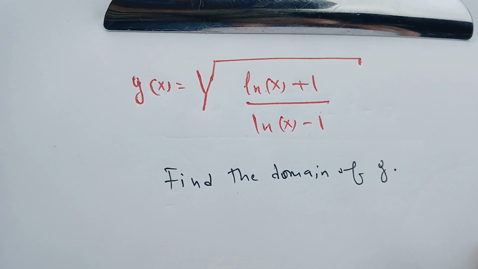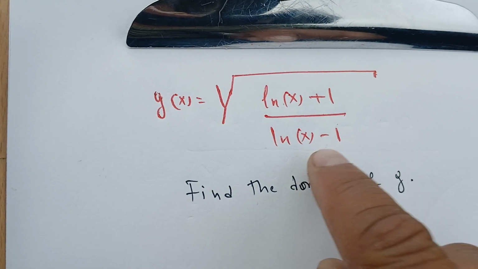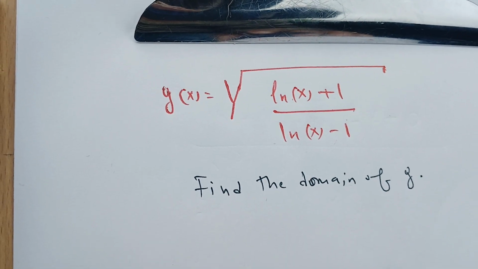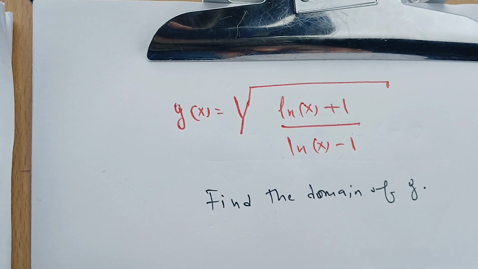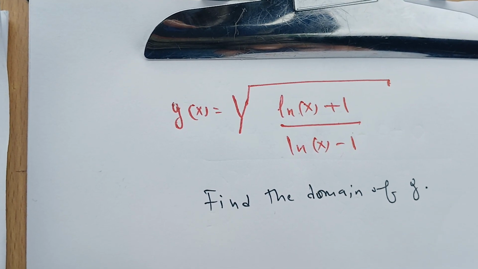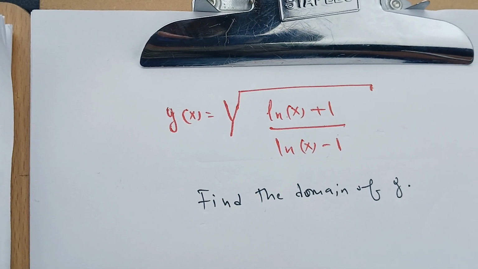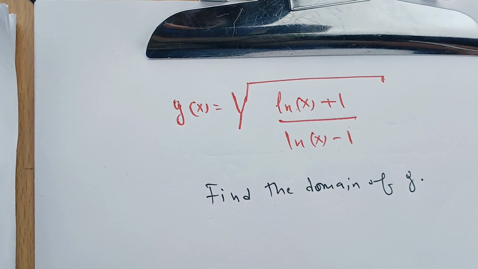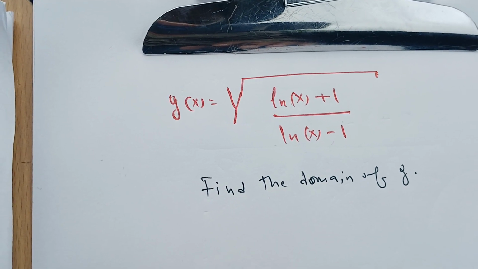Welcome back. In this video, we're going to try to find the domain of definition for the following function, g of x given by the square root of ln of x plus 1 over ln of x minus 1. We have here not only one condition, but 2 or 3 conditions at least. So this one will be a great check for our understanding.